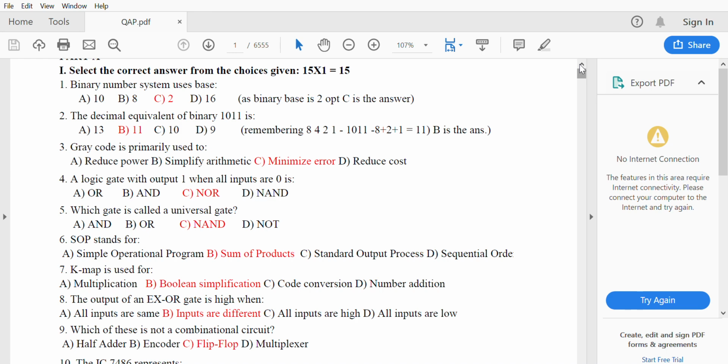Before giving the answer, think about the correct option. Read the options carefully. Okay, thank you.